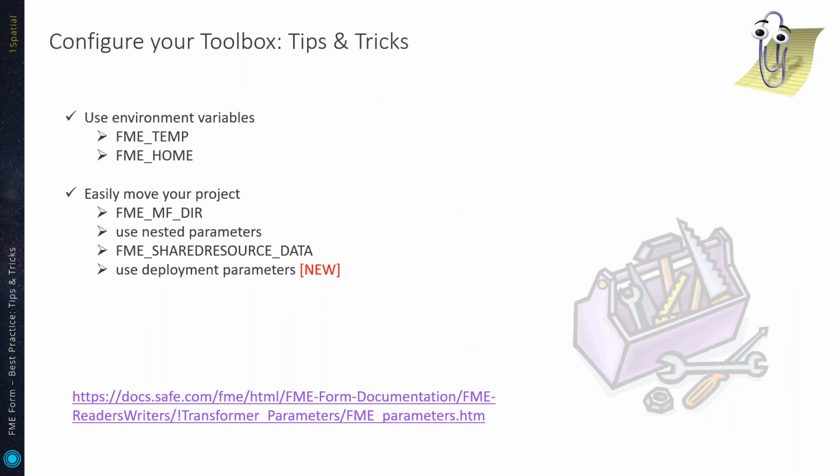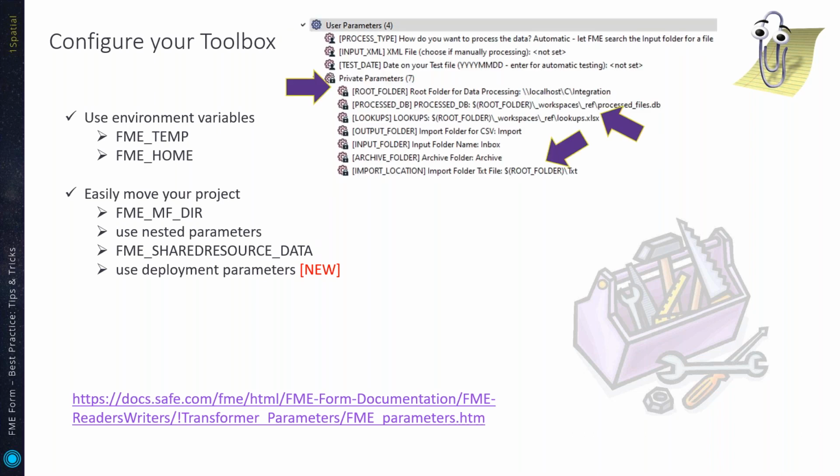Okay, quickly, let's talk about moving our workflows, moving our projects around, changing environments, etc. So rather than fixed UNC paths, it can be really useful to use relative paths. And the FME parameter FME_MF_DIR references the directory where the current workspace file resides. So if you ensure that everything else you use is in subfolders of this directory, then you can quite easily lift and shift your project. You could also use nested parameters. So define a root folder, for example, and then set all other folders to be subfolders of root. That works quite well.